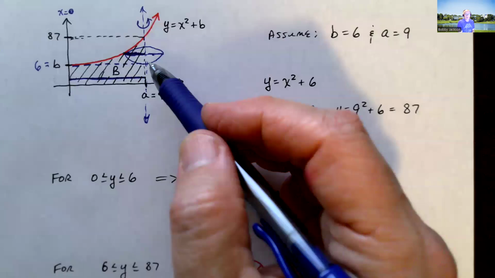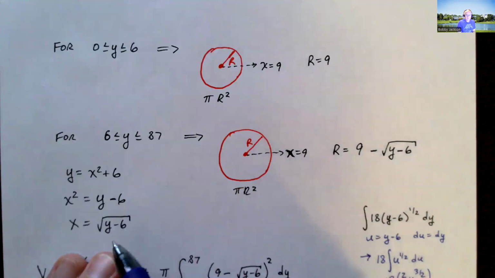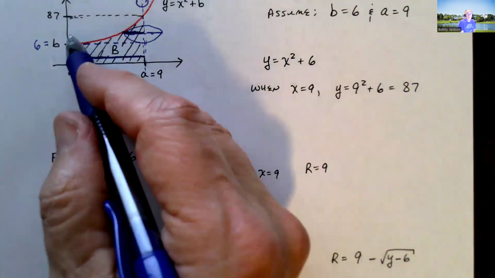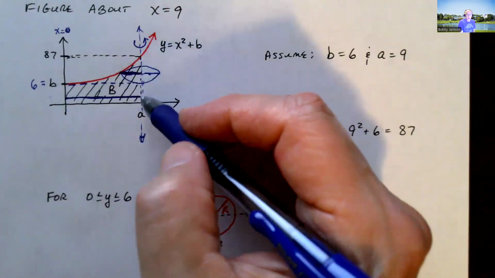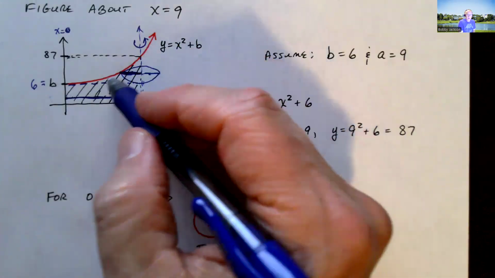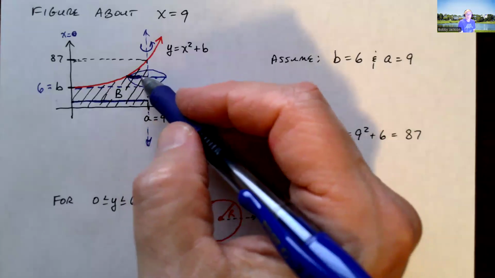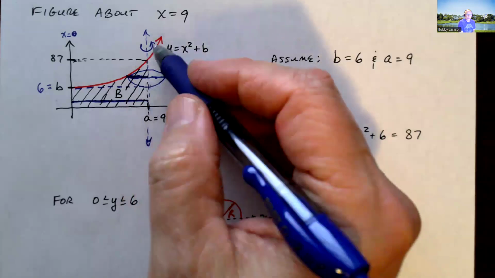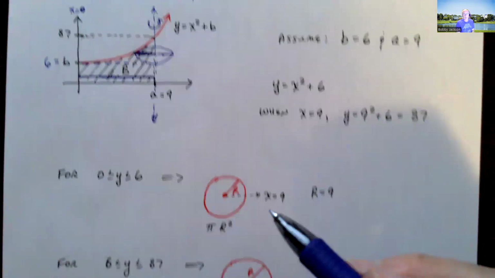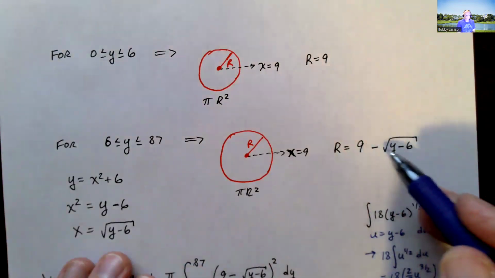Both x and y are positive. And so the x length of this is going to be given by what? It's going to be x equals 9 minus x equals what? X equals the square root of y minus 6, right? Because that's the boundaries for this rectangle. On the right, it's x equals 9. On the left, it's x equals the square root of y minus 6. So the value of r is 9 minus the square root of y minus 6.